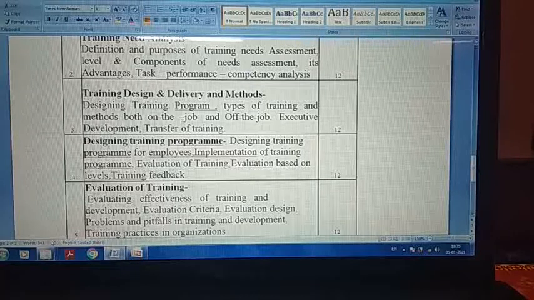Then designing training programs. So designing training program for employees, different employees. Then implementation of training program, how to implement them successfully. उसके stages होते हैं. Then evaluation of training program, whether the training program has been effective or not. ठीक है. Then evaluation based on levels. Obviously different level की requirement अलग है, तो उस basis पे evaluation किया जाएगा कि training effective हुई है या नहीं.